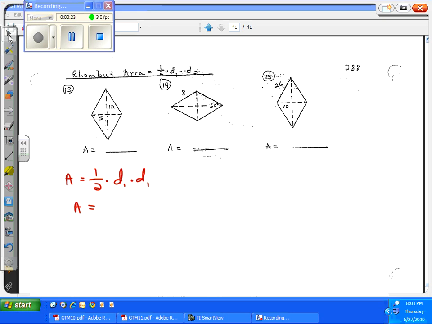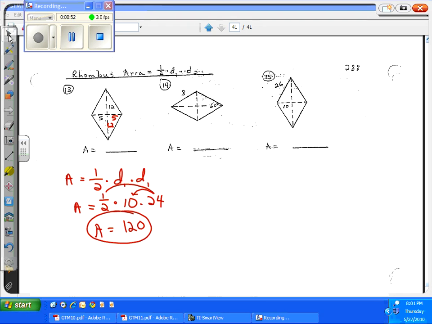We know that the diagonals of a parallelogram bisect each other. A rhombus is a parallelogram, so the diagonals bisect each other. So one diagonal is 5 plus 5, which is 10, and the other diagonal is 12 plus 12, which is 24. We multiply. Half of 24 is 12 times 10 is 120. Any questions on number 13?